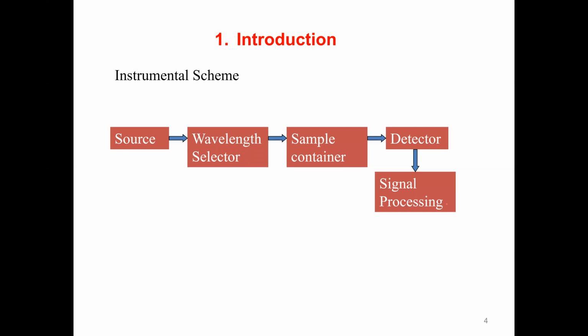This is the setup of a molecular spectroscopy. You have a radiation source and go through the wavelength selector, then go to your sample container, which can be a cuvette. Then the light goes through the cuvette and gets to the detector. So if it's fluorescence, the detector will be here.